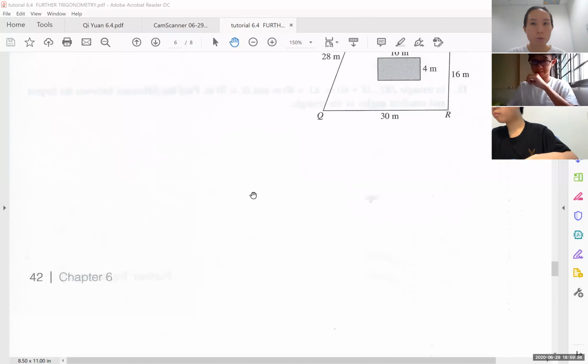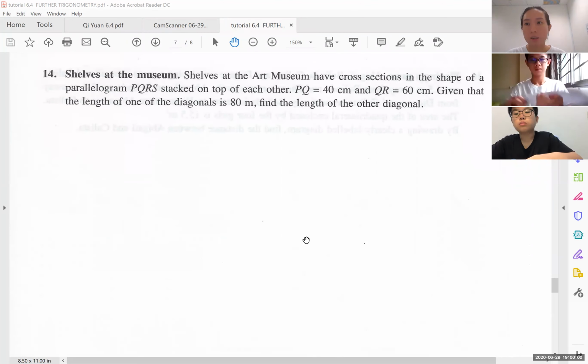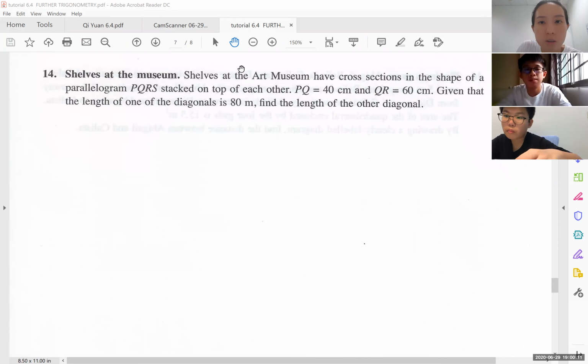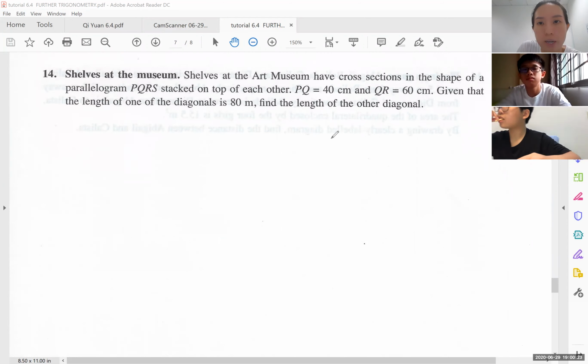Okay, so now let's go to the next one, which is question number 14. For question number 14, you need to know how to draw. They say what shape is it? Parallelogram. Yes, so you must draw a parallelogram. But this parallelogram is not so nice. We cannot really rotate. Okay, never mind. Looks like I got to draw freehand then.